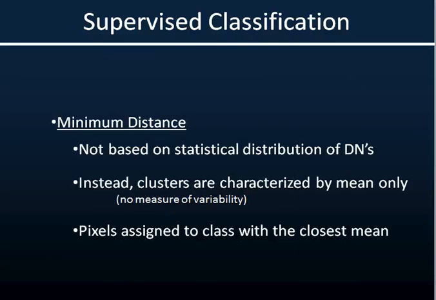Another common classifier is called the minimum distance classifier, and this one does use statistics, but it only uses the mean of each cluster, right? So it's not looking at the full distribution.